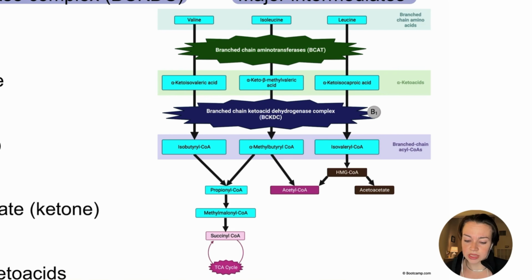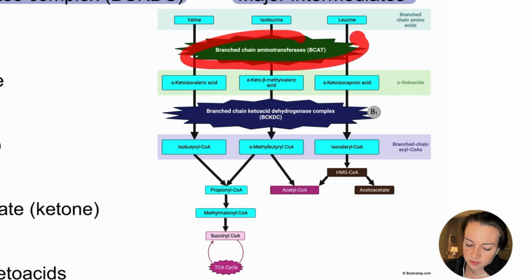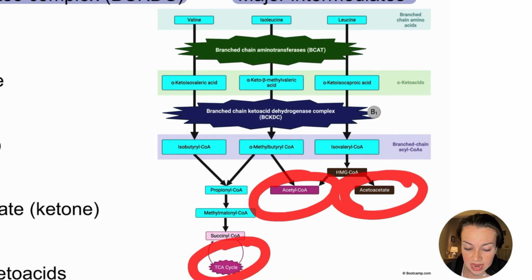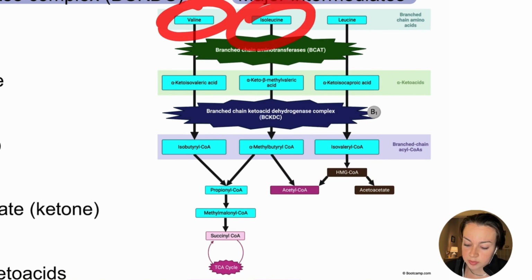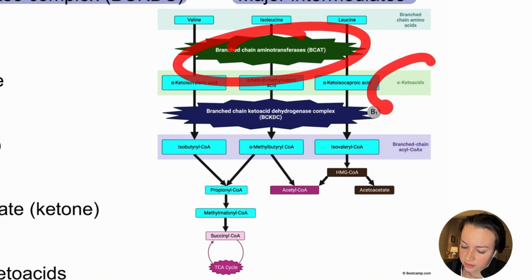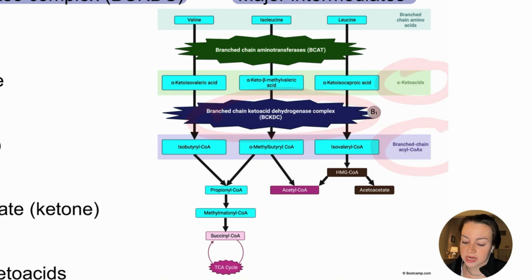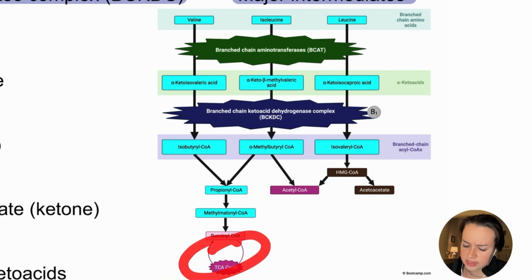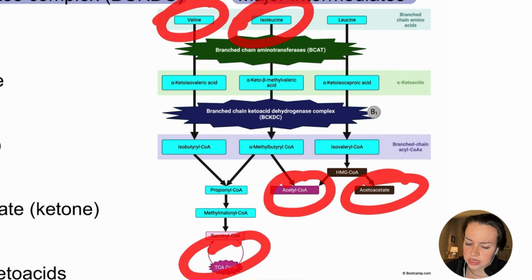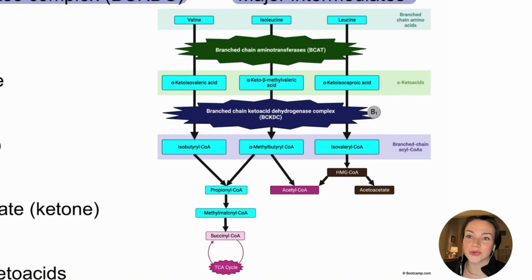I know this is a big diagram. The important things to memorize here are the names of the branched chain amino acids, the names of BCAT and BCKDC, and the end products that can be made from each of the respective amino acids. Just broadly remember that BCAT makes alpha keto acids, BCKDC turns those alpha keto acids into branched chain acyl-CoAs, and then from there you can get specific to each amino acid. It's not super high yield to learn these names here, but we'll talk through them once just in case.